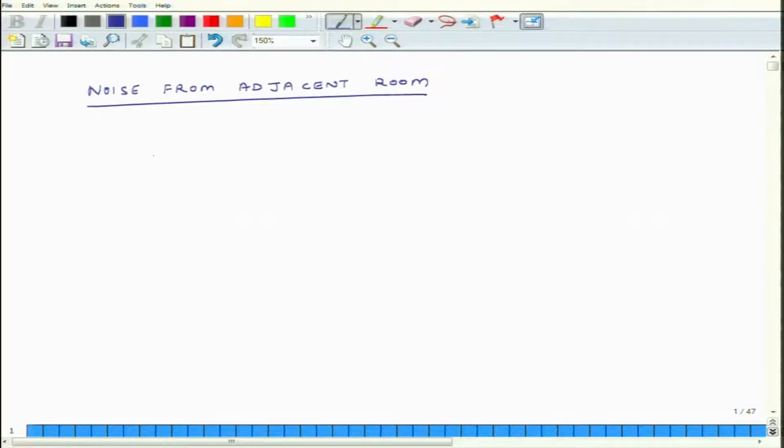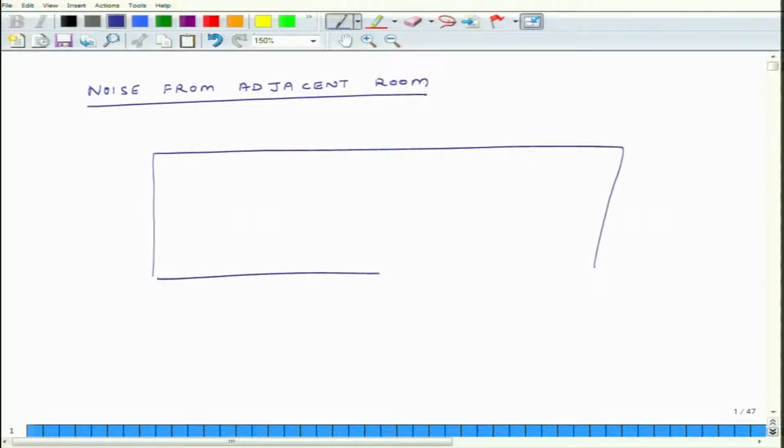So, here is the context. Suppose I have a big room, and there is some machine which is producing noise, and there is a person here, and we are measuring sound power level or sound pressure level at this location, and suppose this sound pressure level is very high. So, we want to reduce noise, and of course, noise is coming because of vibroacoustic as well as airborne mechanisms. So, one way to reduce this noise is I create a wall here.